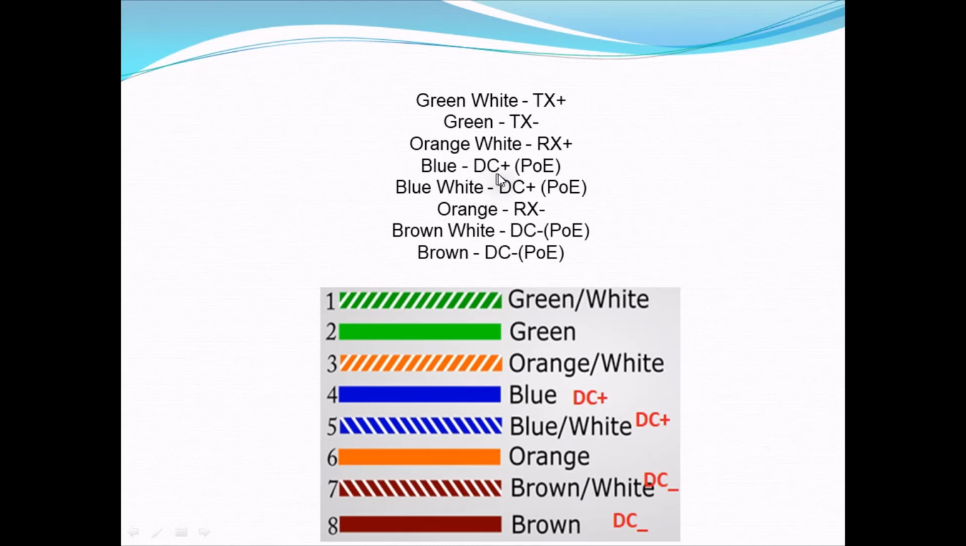Blue and blue white is DC plus. DC means direct current. When we have power, right, power will have positive and negative. So these two will be for receiving the power, and this one is for the negative of the power. So this is PoE minus, and this is PoE plus. So in total, of the 8 cables, 4 cables we are using for data communication, and another 4 cables we are using for PoE, power.